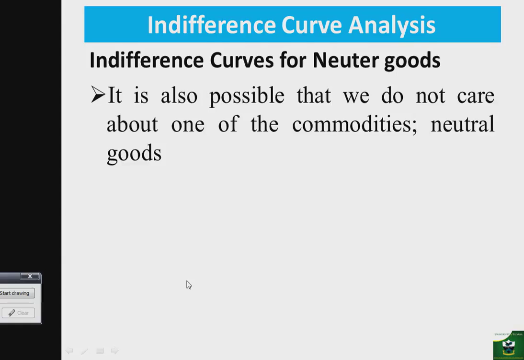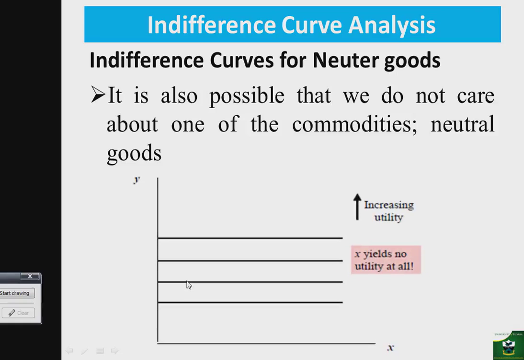Think about the illustration of a neutral good, how the indifference curves will look like. Well, if you thought of them in this manner, then your thoughts were correct. So we have good Y and good X. In this case, the consumer doesn't mind how many units of good X are taken in, but the consumer minds the amount of Y taken in. He can take in as much as he wants of X, but he will mind the amount of Y. Therefore, the direction of increasing utility will be moving upwards. So we can conclude that X yields no utility at all, and therefore X is a neutral good.